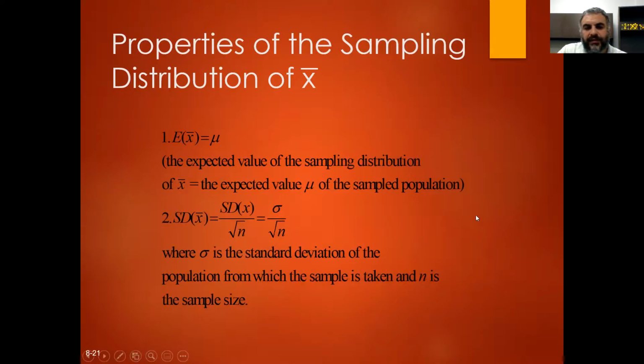So the expected value will be mu. Then the sample mean will be x bar bar. Then we will have the standard deviation of sigma over the square root of n, where n is the number of samples.